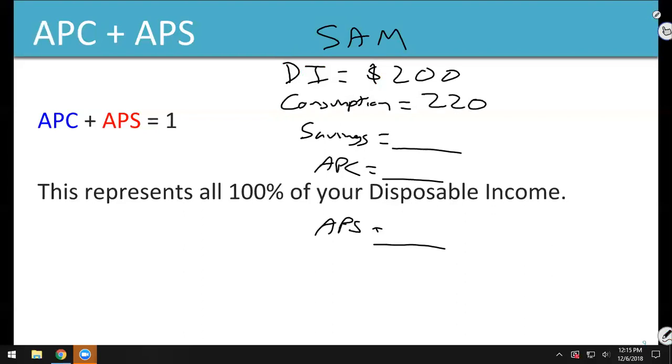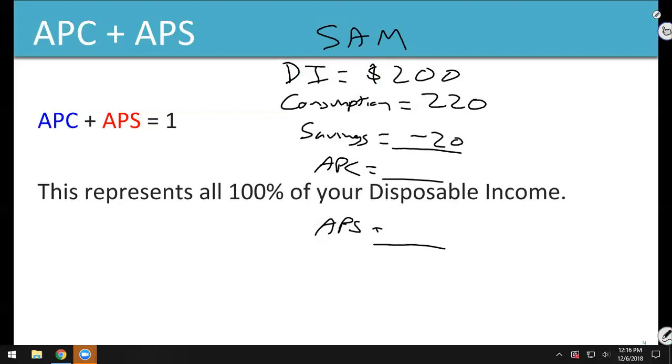Oh no. Consumption, 220. So what is his savings going to be? Negative 20. He's borrowing. In some circles, borrowing is also called dis-saving. He is either taking $20 out of his savings account each week to do the extra spending, or he's borrowing money to do the extra spending. Either way, he is dis-saving.